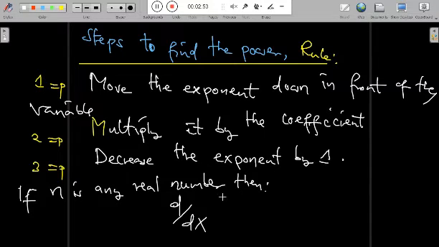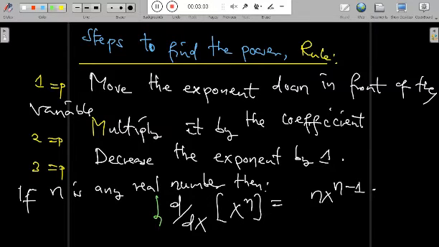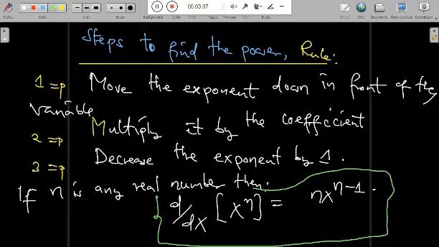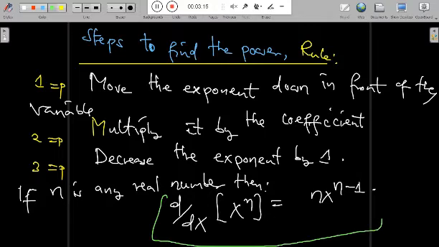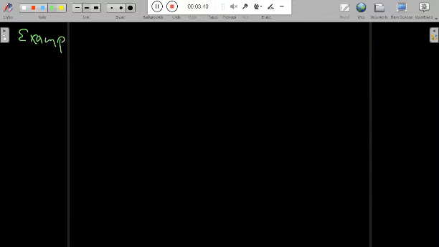So if n is a real number, then the derivative d over dx of x raised to the power n is equal to n times x raised to the power n minus 1. This is the principle that we apply in solving different exponential polynomial functions when finding the derivative by using the power rule.